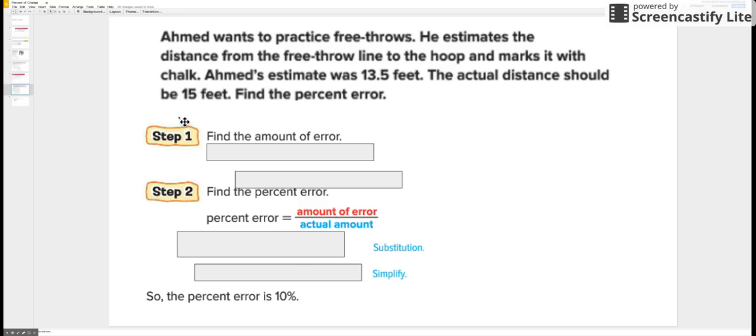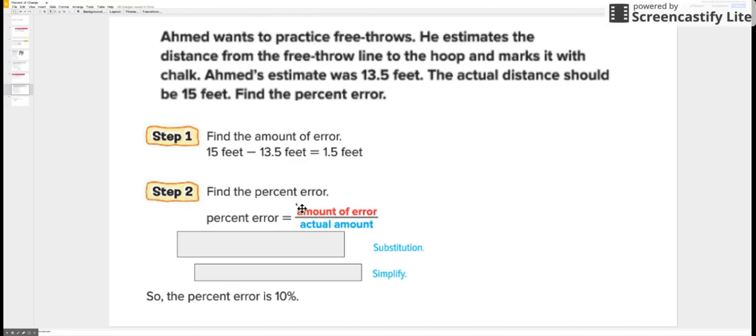Ahmed wants to practice free throws. He estimates the distance from the free throw line to the hoop and marks it with chalk. Ahmed's estimate was 13.5 feet. The actual distance should be 15 feet. Find the percent of error. So let's first find the amount of error. What was the error here? 15 minus 13.5, so that gets you 1.5 feet.